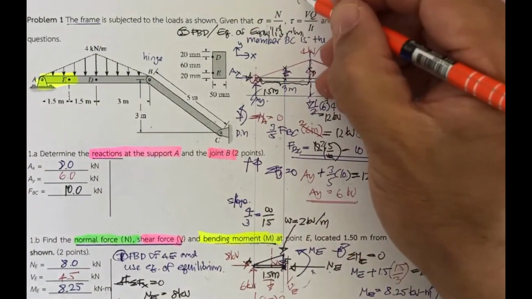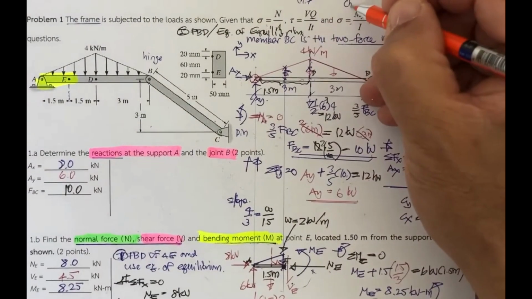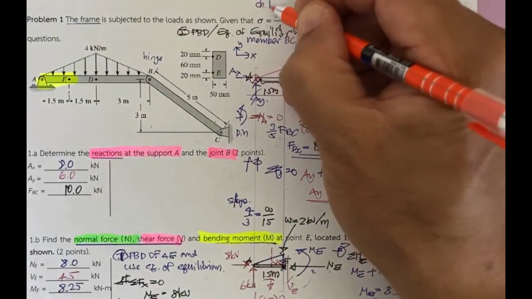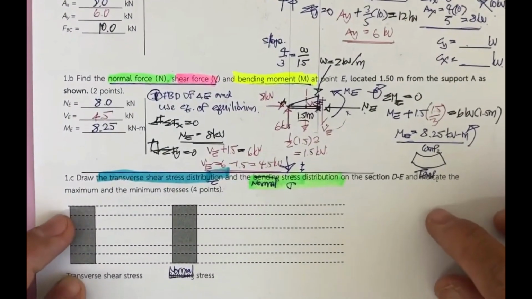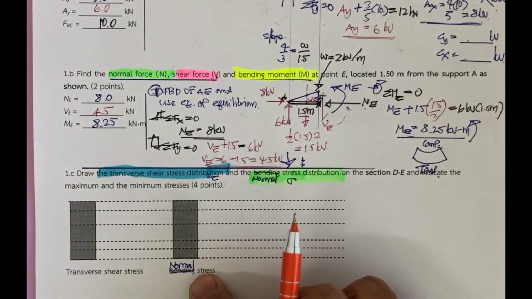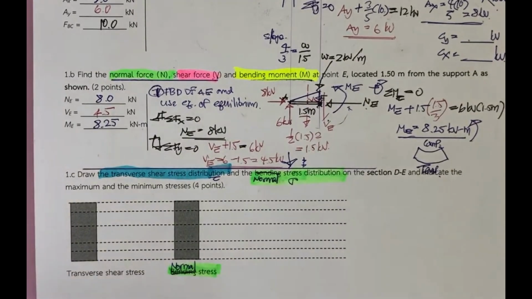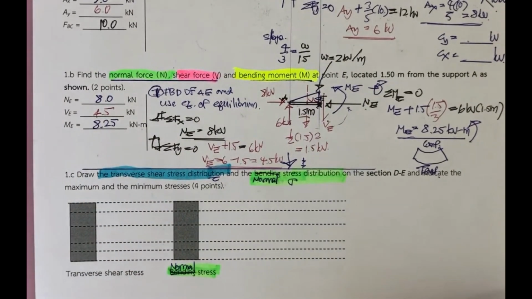This is for chapter 7. This is for chapter 6. You have to go back and review it. This is for chapter 1. Okay? By doing this, let's go by finding the normal stress first. And that is going to compose two things.